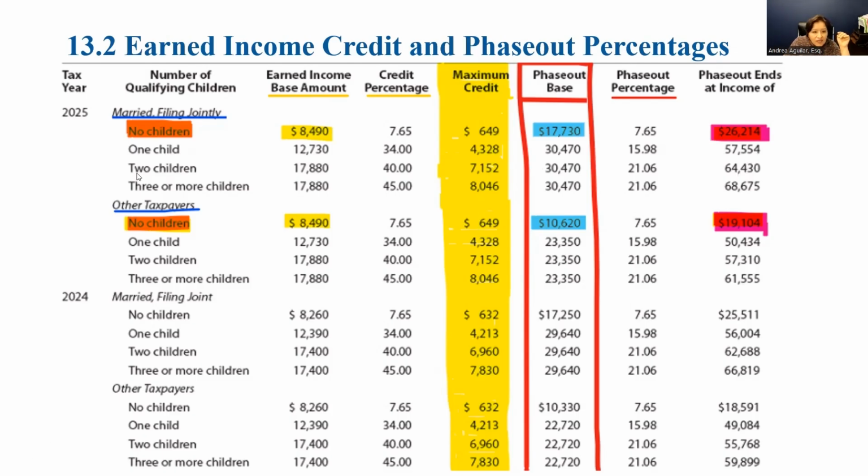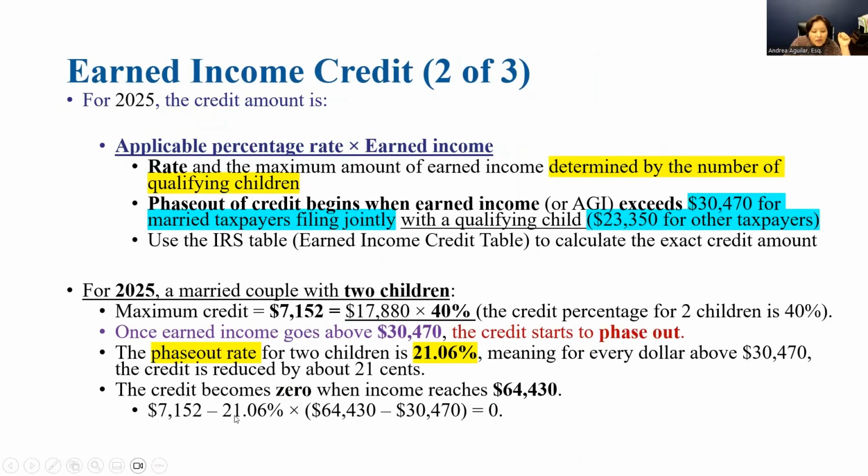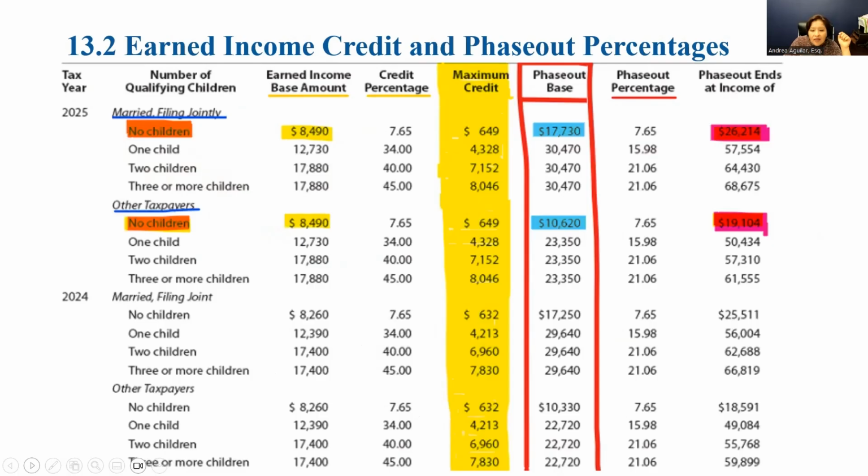Okay, so let's go back there. Now that you have seen the numbers, hopefully you can remember. So the credit is zero because we have taken the maximum credit minus the phase out percentage multiplied by the excess of your earned income over the phase out base.